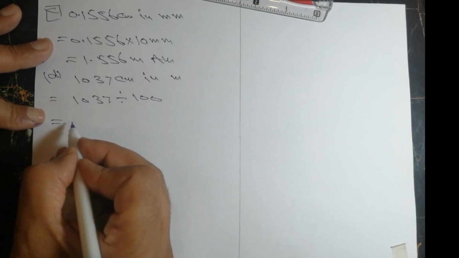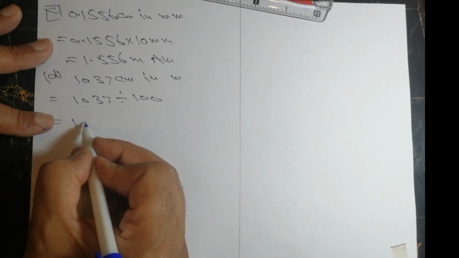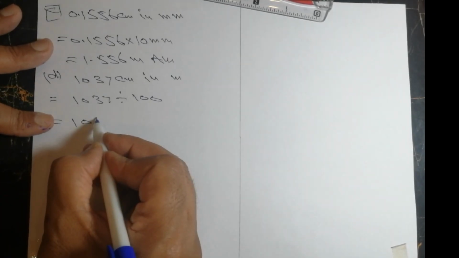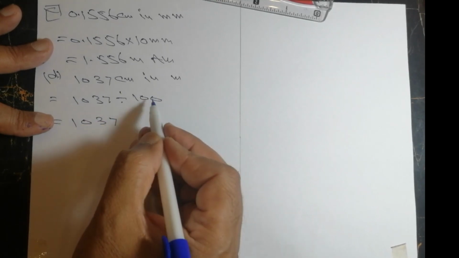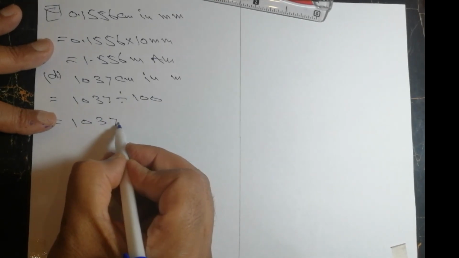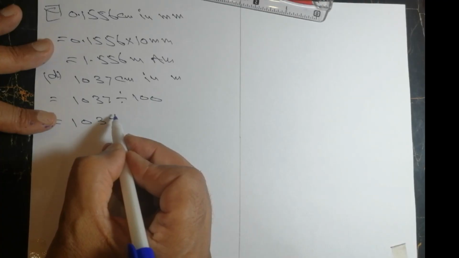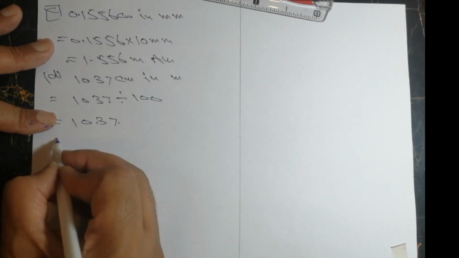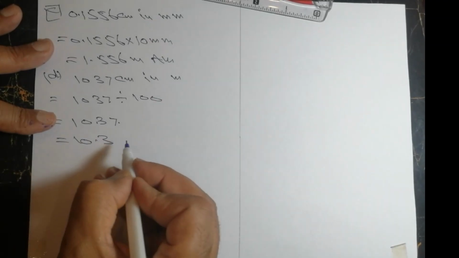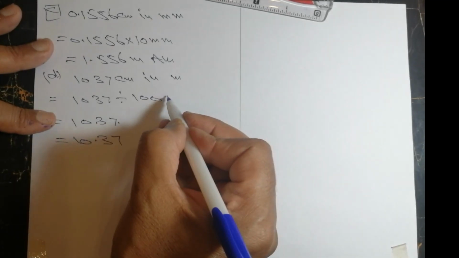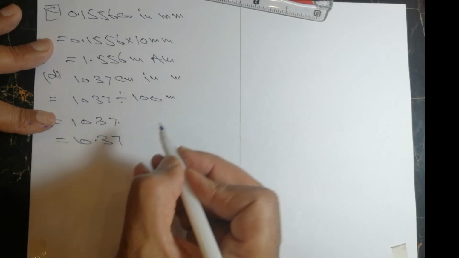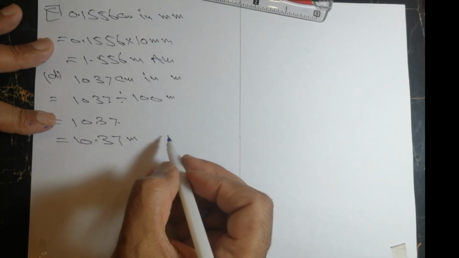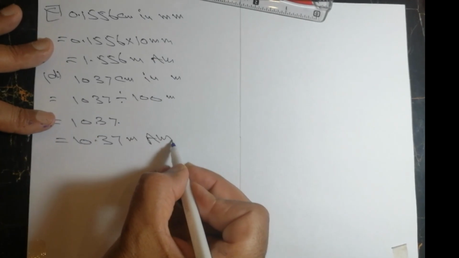So 1037. By dividing, the decimal is here, so it will move towards the left. This will be here. So 10.37. This is now in meters. So this is the answer.